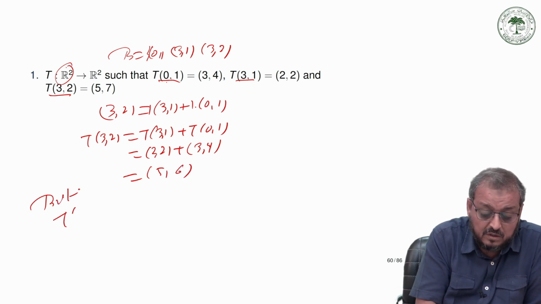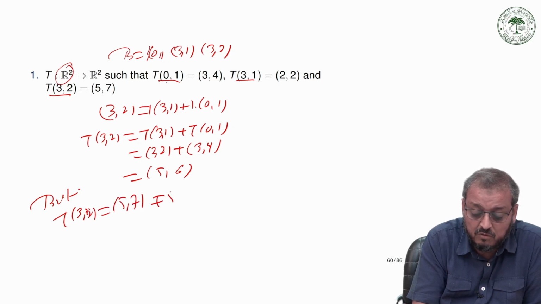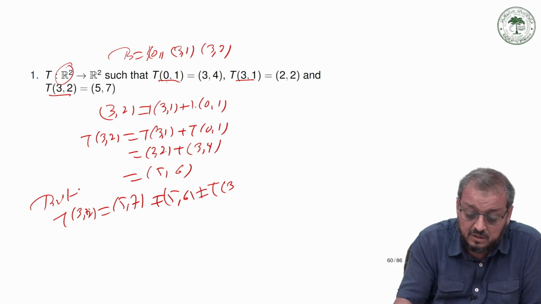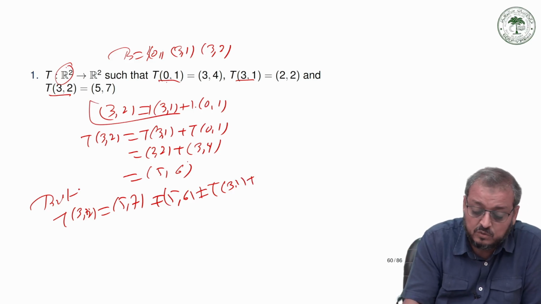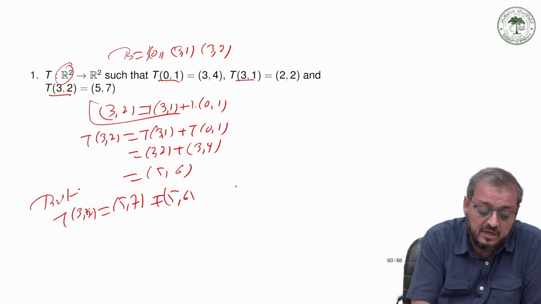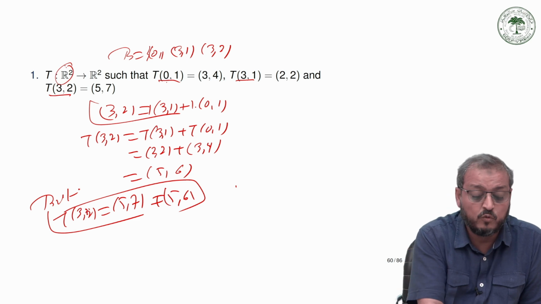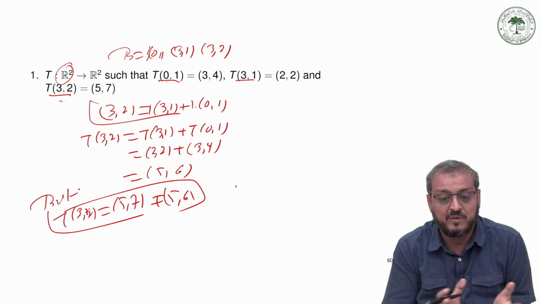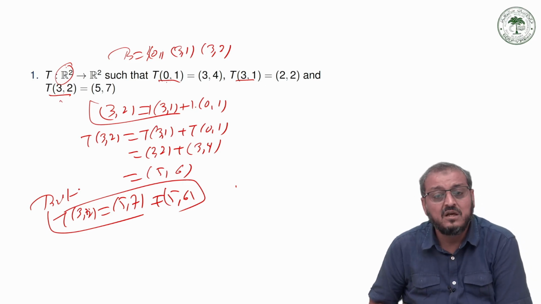but you have defined T of (3, 2) in the form of (5, 7). This is not equal to (5, 6). So this implies this is not equal to T of (3, 1) plus T of (0, 1), because it's written in this form, but there are two different values here. So clearly we can say that this map is not linear. Why is this non-linear? Because we are working in R2, but the basis has 3 elements, so this is clearly linearly dependent. So there is no guarantee that such a linear map exists.